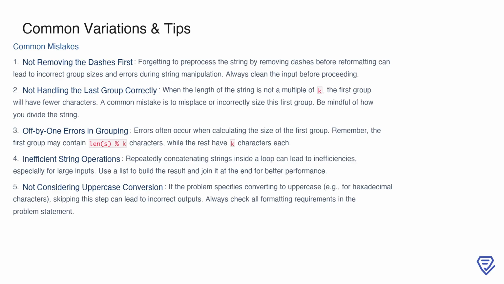Off by one errors in grouping are another pitfall. Remember that the first group should have n % k characters, while all subsequent groups should contain exactly k characters. Additionally, watch out for inefficiencies in your string operations. For example, repeatedly concatenating strings inside a loop can be very slow for large inputs. Instead, use a list to build the result and then join it at the end, which is much more efficient. Finally, don't overlook formatting requirements like converting characters to uppercase. If the problem specifies this, skipping that step will lead to incorrect results. Always double-check the problem statement to ensure you've met all requirements.